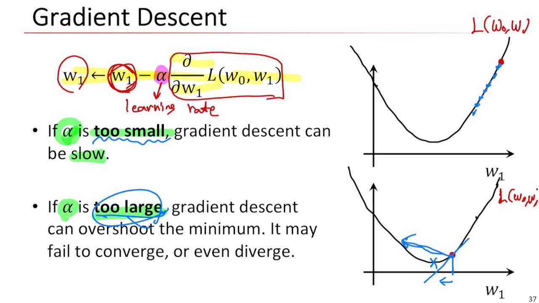So in this case, the gradient descent can overshoot the minimum, and in another step, it looks like this, and like this. So the gradient descent algorithm may fail to converge or even diverge, right? So that's why we should carefully choose our learning rate when applying the gradient descent algorithm.